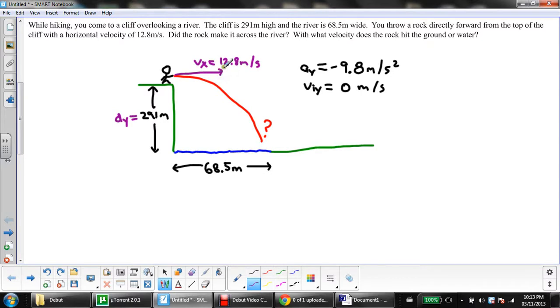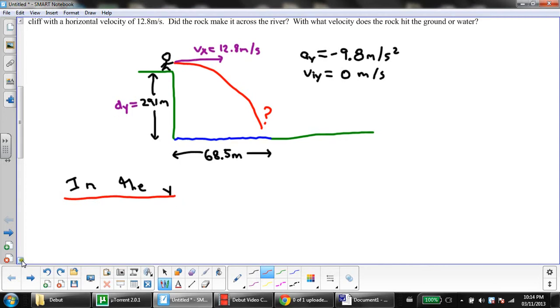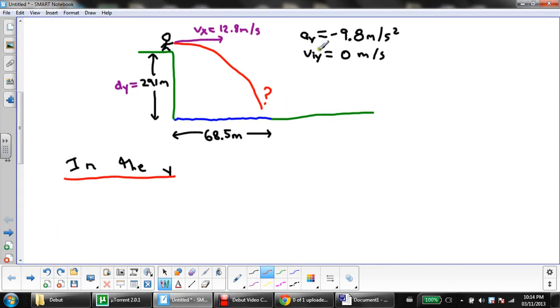There's nothing making this thing go faster or slower in the x direction. We're going to pretend there's no wind. However, in the y, there will be a change in velocity. Initially, it has no up and down velocity, only a side to side, but that's going to change over time because it has the acceleration due to gravity of minus 9.8 meters per second squared. So in this question, I think we are going to start in the y. I've written some stuff down that I know in the y: ay, viy, dy.